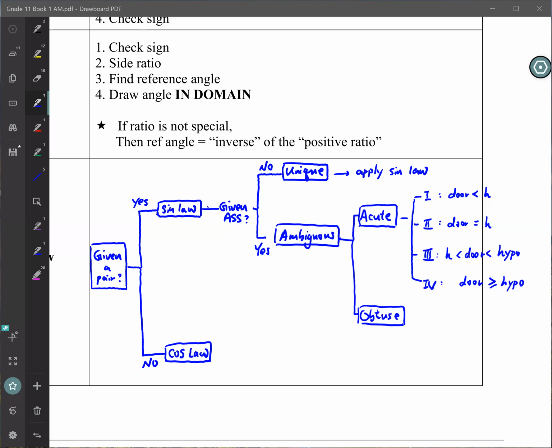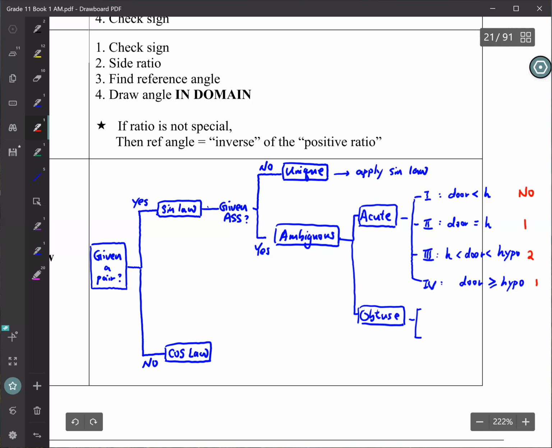Now you get obtuse, you only have 2 cases, okay? Oh, also we forgot to write the solutions, right? So this one has no solution. This one has 1 solution. This one has 2 solutions. This one has 1 solution. Okay, and then obtuse only has 2 cases.